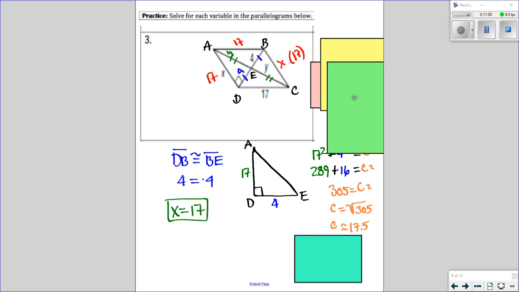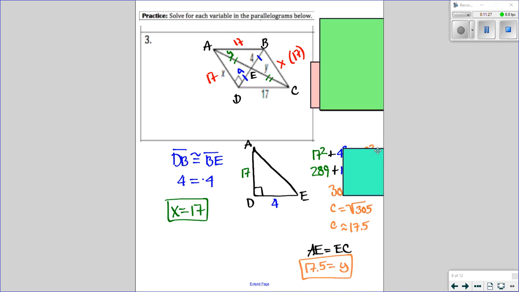So I plug it into the Pythagorean theorem, and AE is my hypotenuse because it's opposite the 90-degree angle. Solve it, and I just rounded off to 17.5 because I can't find a simplest radical form since I get two prime numbers. So I just leave it at 17.5. And then that is equivalent to EC, which is what we're solving for Y. So 17.5 for Y.